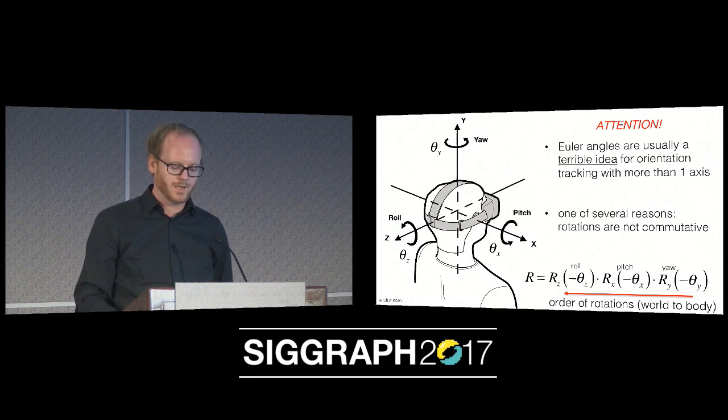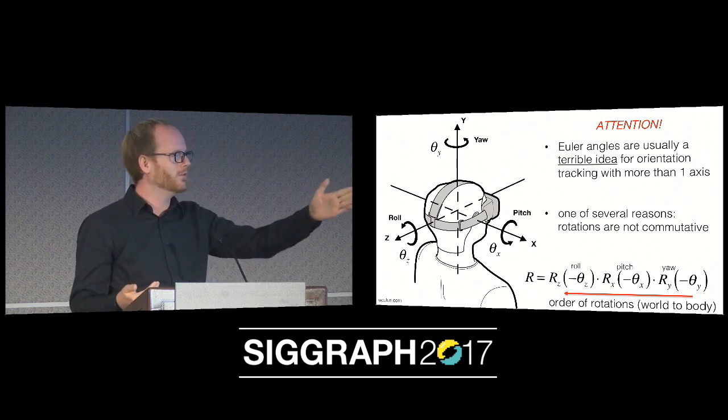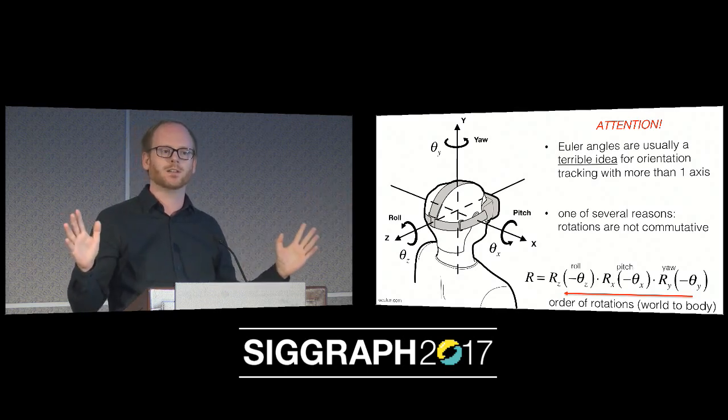we have right here. So one thing that is very important that Robert already mentioned is that rotations are not commutative. So if you define the order of rotations, that's it.